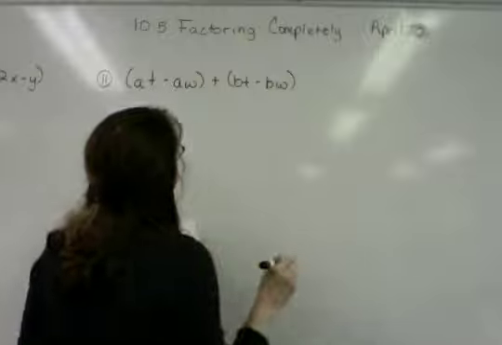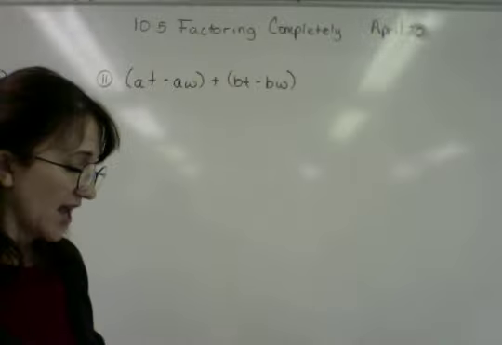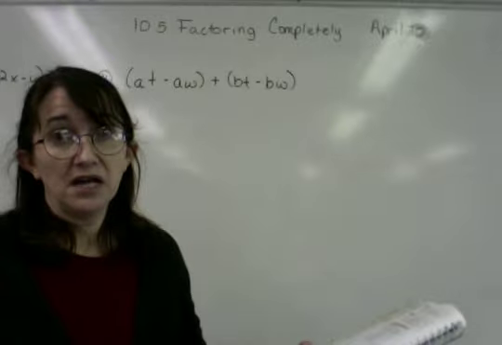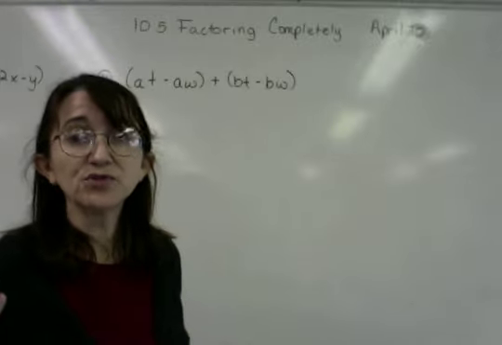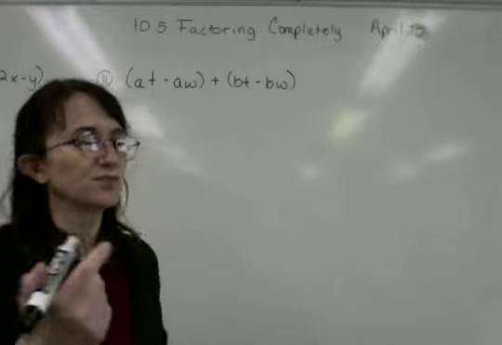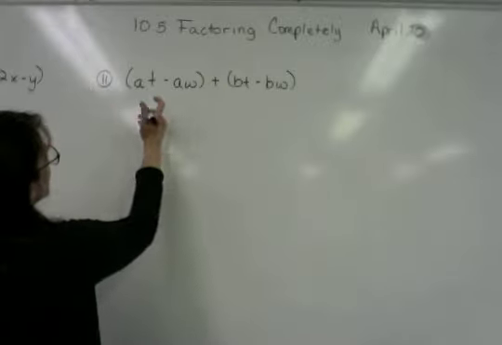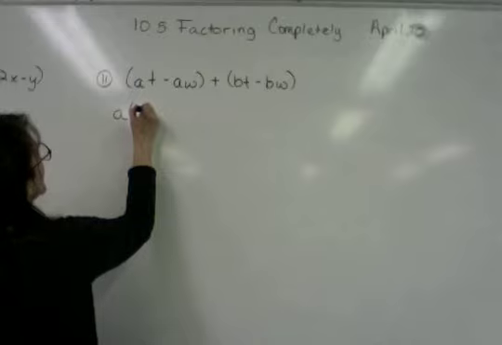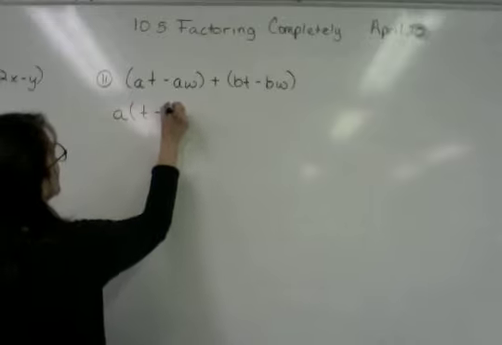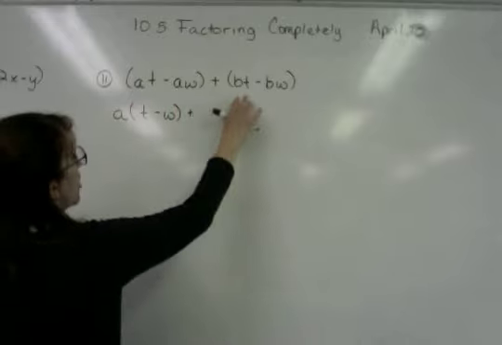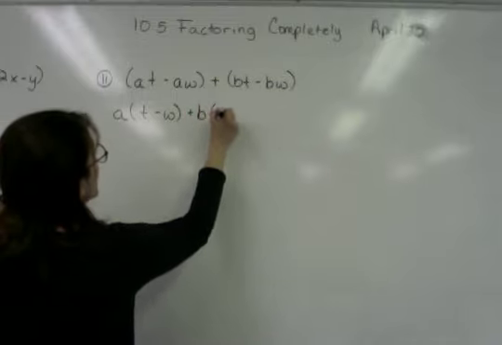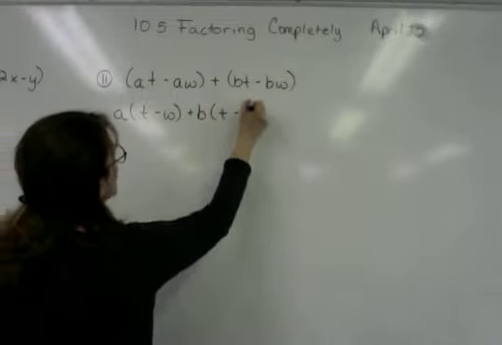All right, so I'm grouping. I'm having to group this one. This one they've actually already grouped for you. And like you got one on your quiz, you got one on your test where it's just pure letters. Well, what's common from this first binomial? A. So I'm going to go ahead and take that out. So now I have t minus w. What is common between the second binomial? Oh, it's b. So I'm going to go ahead and factor out b.